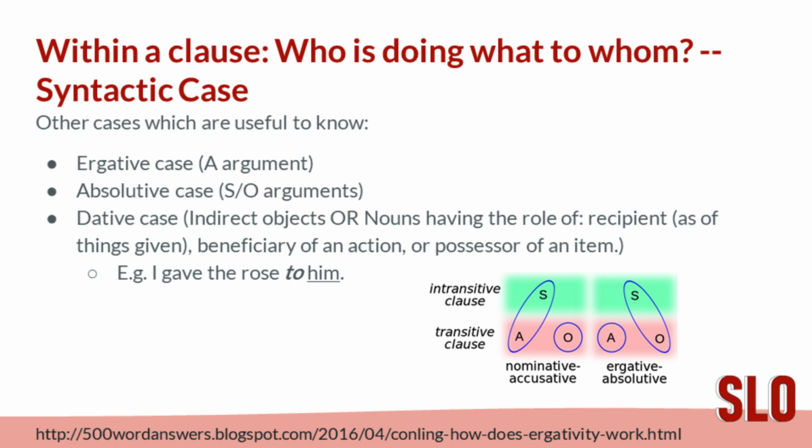The dative case usually marks indirect objects or nouns which have the role of recipient, a beneficiary of an action, or a possessor of an item. In the sentence, I gave the rose to him. Him is the recipient and is marked in a dative case. The dative case is also indexed by the preposition to in that sentence.